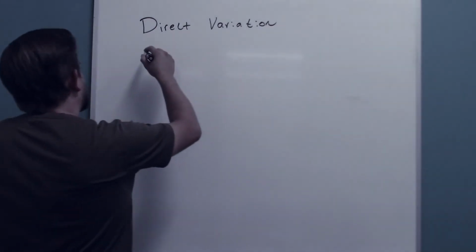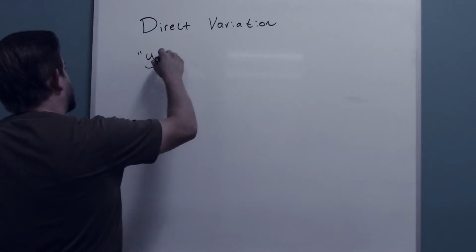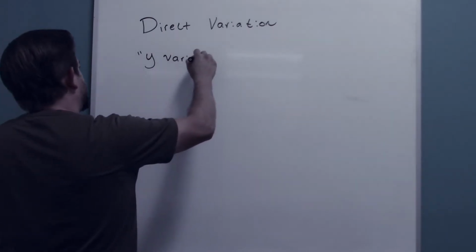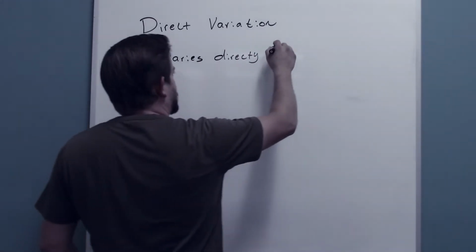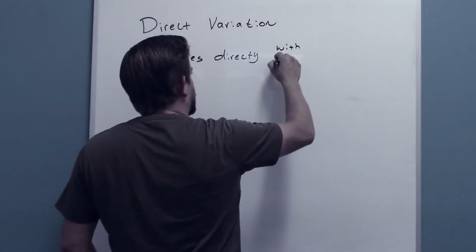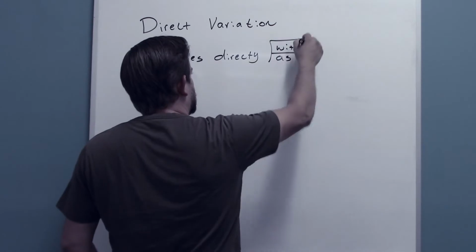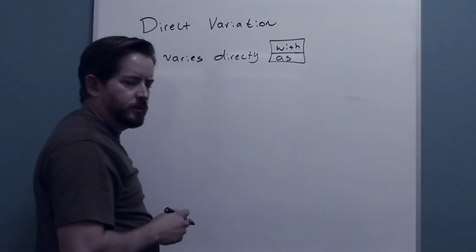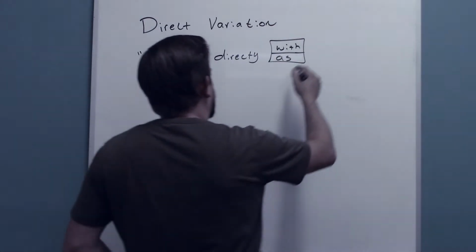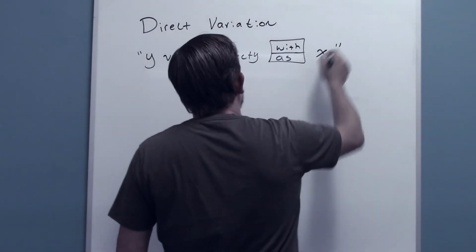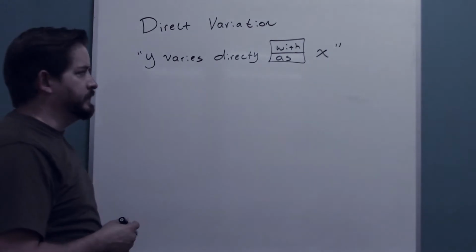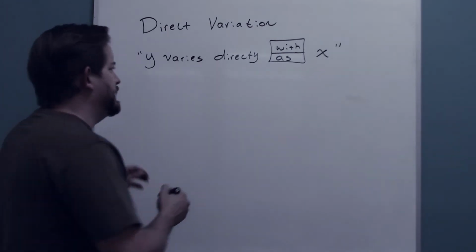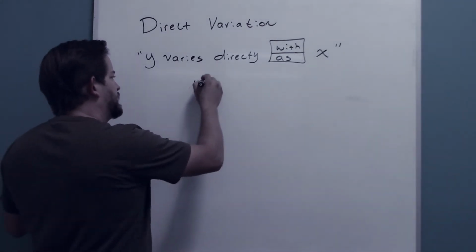So you'll see things that say like y varies directly with or as, either one of those words. You'll see both of those. With x or as x. Meaning it changes as x changes or it changes with x's change, right? What that means is that there's some proportionality here.